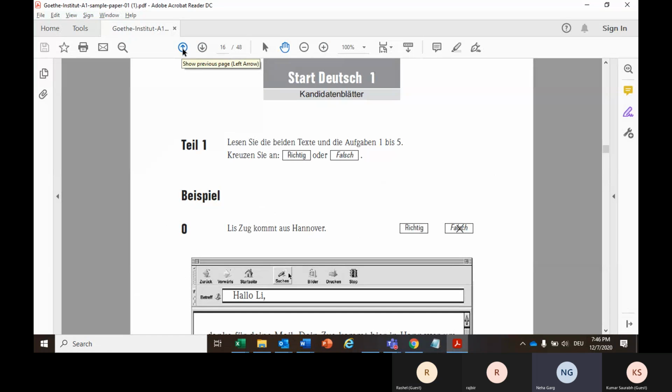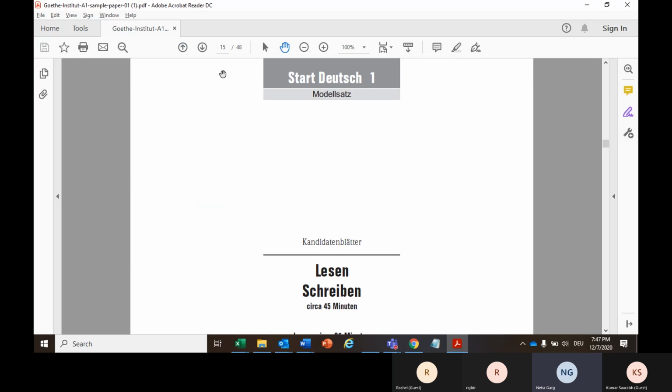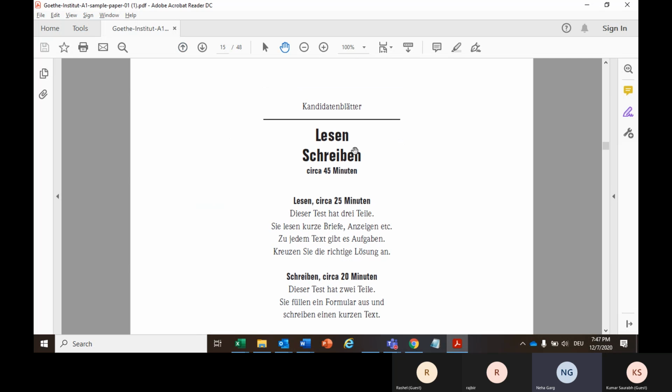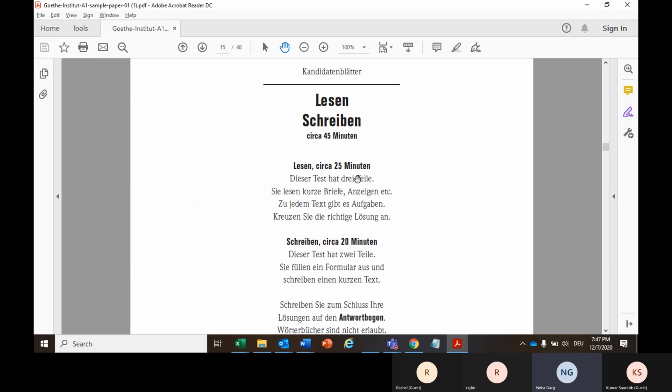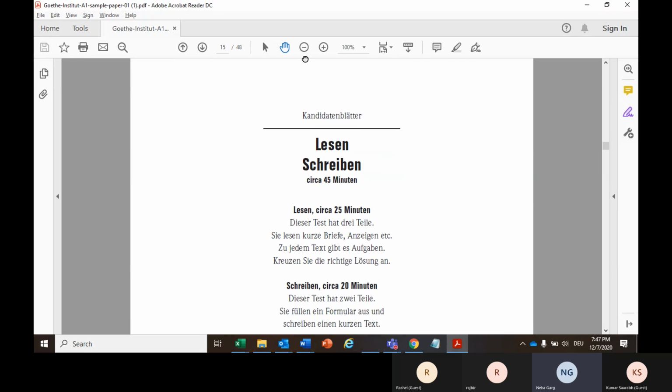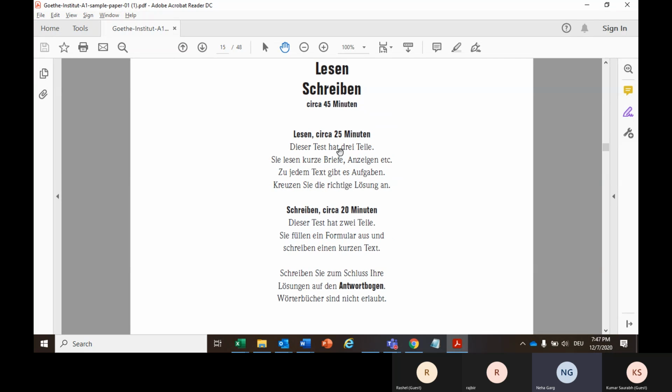Now, if I talk about Lesen, I'm just going to explain what Lesen is all about and how you have to do it. But this will be your homework. You have to do this by tomorrow. For Lesen and Schreiben, you have in total 45 minutes. You will have one sheet, and then you may be shifted to another room or stay in the same room. For Hören, you will get a different sheet.